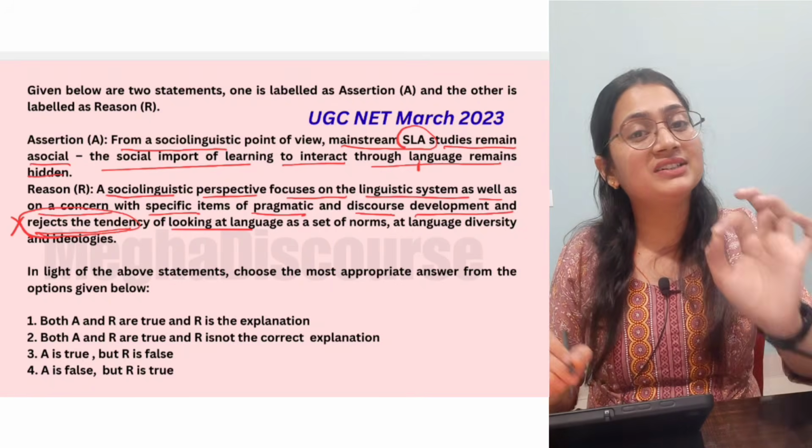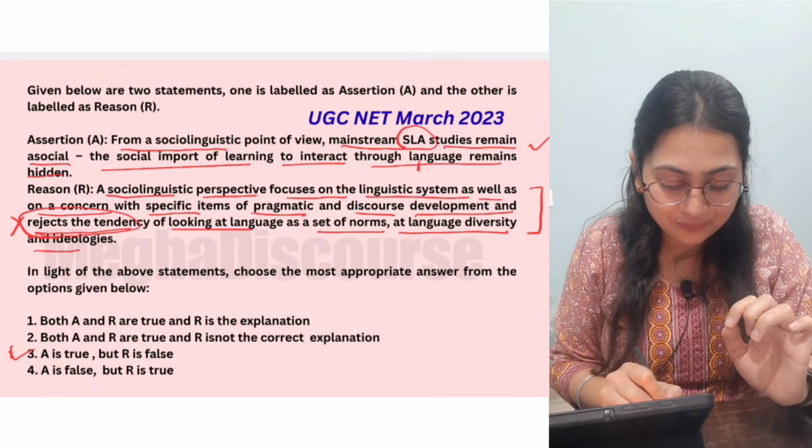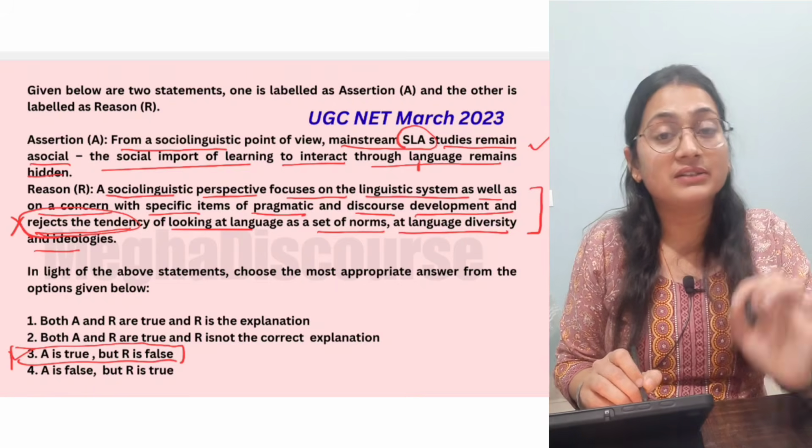The assertion is right, but the reason is not right. So our option is 3. Okay, so this is our exact option.